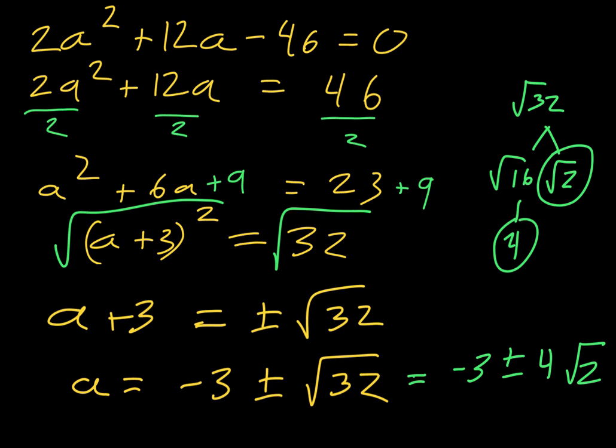Yes, sir. Where do you get the 9 from? Completing the square. Half of b, this is b, 6 is b. Half of b is 3. Squared is 9.